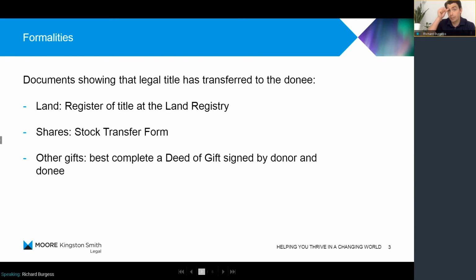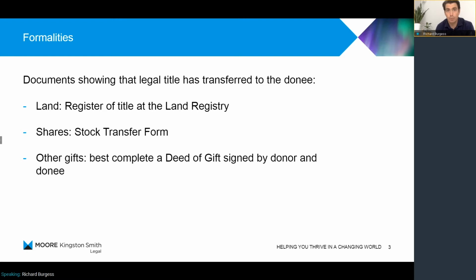So, formalities: how can you show that a gift has been made? Well, in the case of land, the starting point is the title register of the Land Registry. That is on the basis that the land is registered with the Land Registry, and that's not always the case. There is still some unregistered land out there, but in the absence of any contrary evidence, the title holder at the Land Registry will have the legal title, and therefore it can show that a gift has been adequately made to the donee.